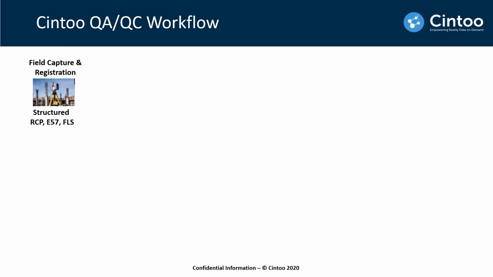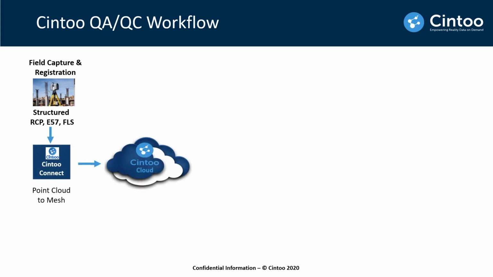Next, let's talk about our QAQC workflow using Cintoo. First, we will go out into the field and capture and register our laser scan information. Once we have this information, we can then upload those structured RCPs, E57s, or FLS files into Cintoo Connect. Cintoo Connect will automatically take the point cloud data and transform that into a 3D mesh, which can then be viewed inside of Cintoo Cloud.